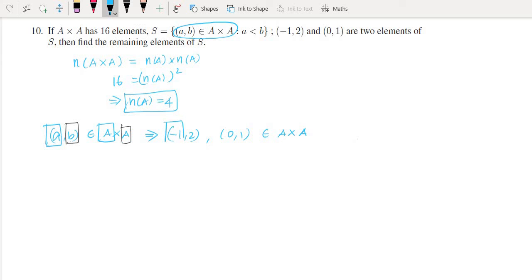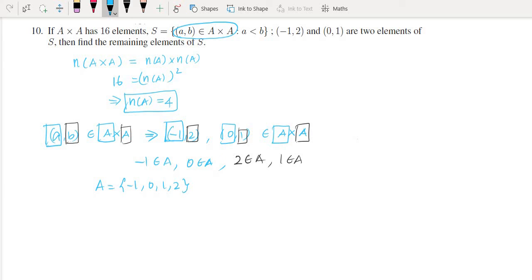So this -1 and 0 are from our first set A. So -1 belongs to A and 0 belongs to A as well. So similarly, the second elements belong to A as well, as the second set is A as well. So 2 is an element of A and 1 is an element of A. So combining these four things, I'll get A is a set which contains -1, 0, 1, 2.